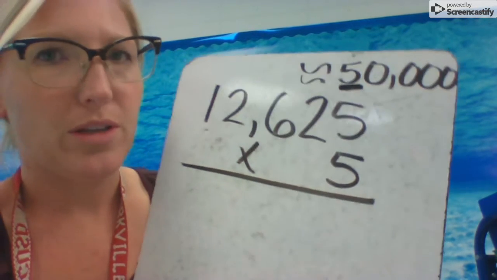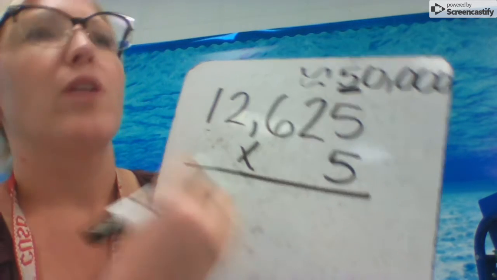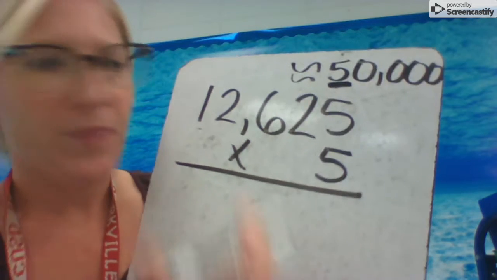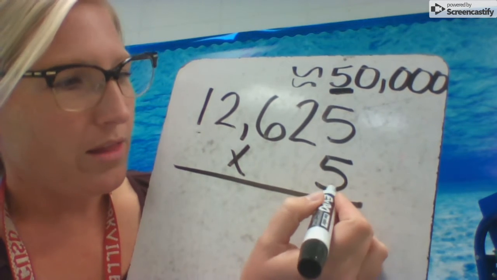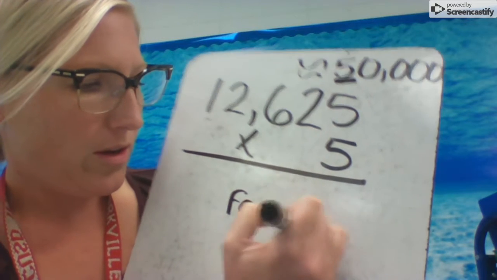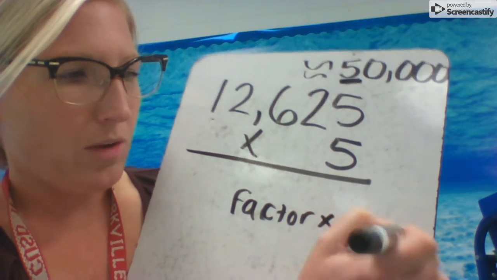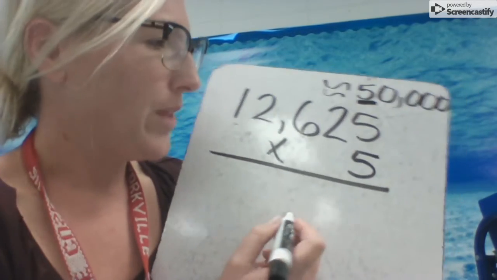There's a couple ways you can do this. You can do 12,625 plus 12,625 plus 12,625, 5 times, and add it all up. Or you can multiply this factor. In a multiplication problem, you have factor times factor equals a product. Right now we are searching for our product, our answer, and I estimated that it's going to be somewhere around there.